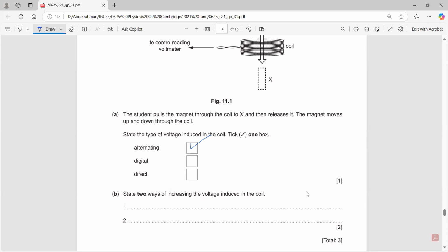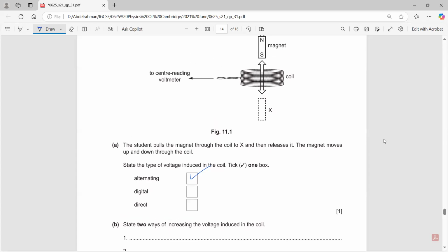State two ways of increasing the voltage induced. Why is it alternating? Because the magnet keeps on moving up and down. So as it changes the direction of motion, it changes the direction of the current induced.